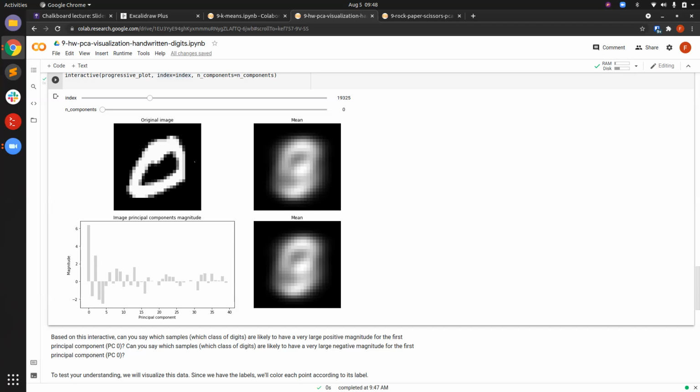So this is the original image. In this part here, I'm going to show you the reconstructed image using n components principal components. Here I'm using 0 principal components, so it's only showing the mean image. If you reconstruct the image using 0 principal components, you just have the mean image. On the bottom of this visualization, I'm going to show you, for this particular sample, what is the magnitude of each principal component. What does that mean?